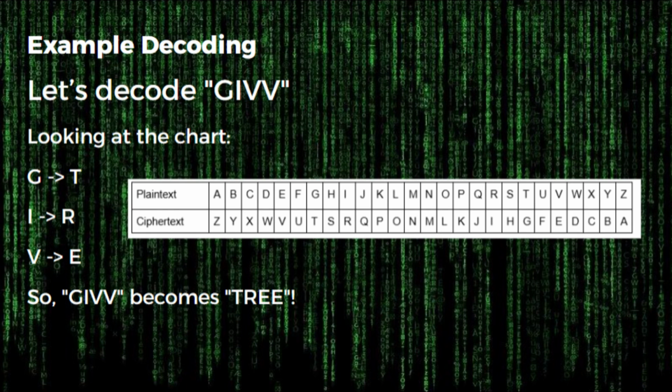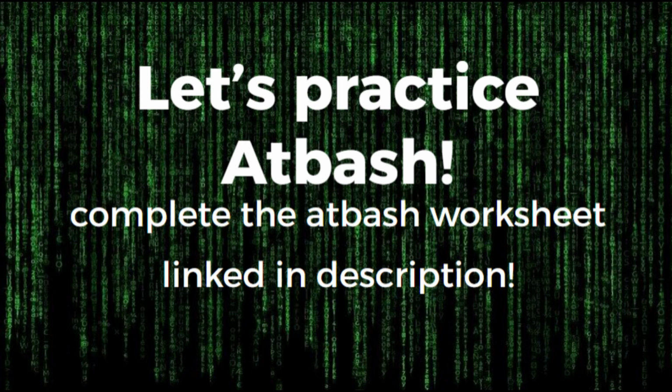Now let's try decoding a message. Let's take the ciphertext GIVV. Using the Atbash chart again, we see that the ciphertext G becomes the plaintext T, and I becomes R, and V becomes E both times. So decoding the word GIVV gives us the word tree. Not that hard, right? Now it's your turn.